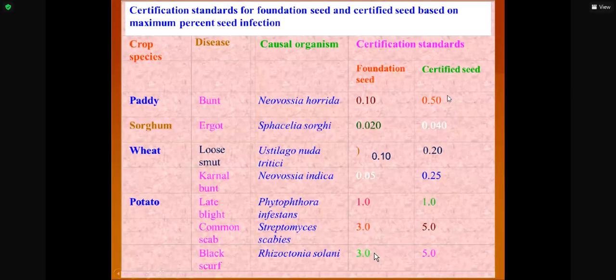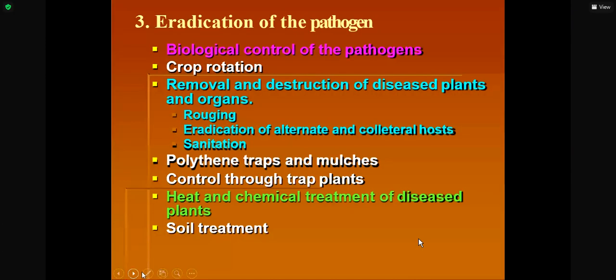So if the maximum seed infection is 0.5%, only then can we allow that seed to be imported or to be sown in the field. If it is, for example, 0.6%, then we cannot allow the seed to be imported or to be cultivated in the field. Okay, so this is the maximum percent infection for certified seed. Then the third principle we call eradication of the pathogen. Eradication means complete destruction of the pathogen from a particular area we are talking about.